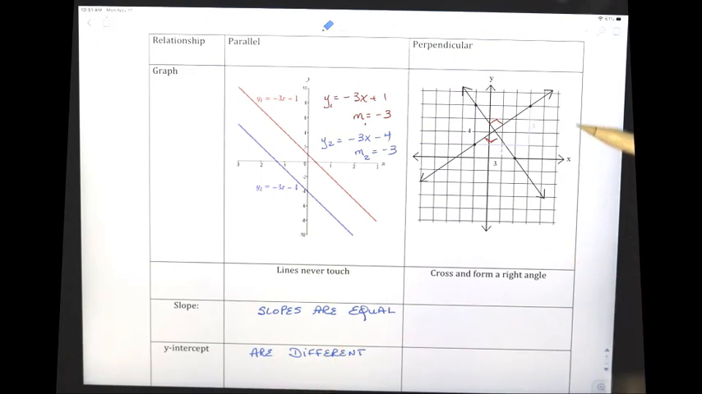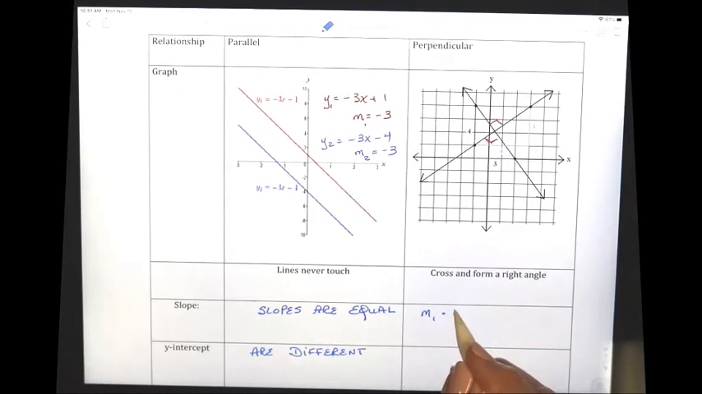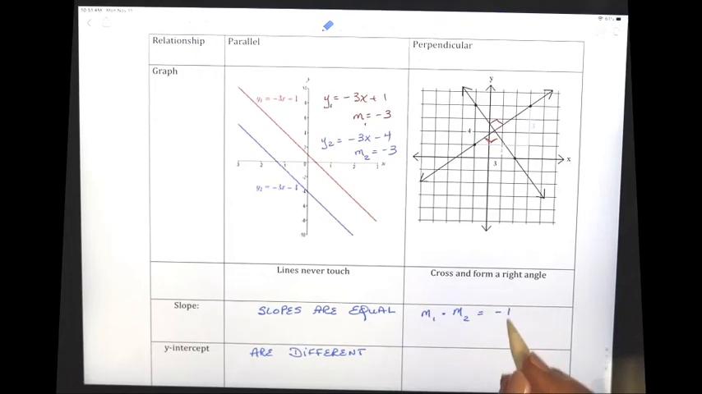All right, so back over here with perpendicular lines, we already know that these cross and they form 90-degree angles. Where they cross, what about their slopes? Their slopes are what are called negative reciprocals. And what does that mean? It means if you multiply them together, you're always going to get a value of -1.